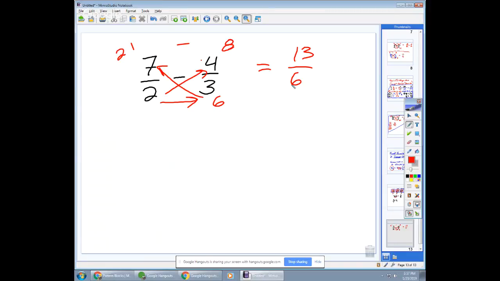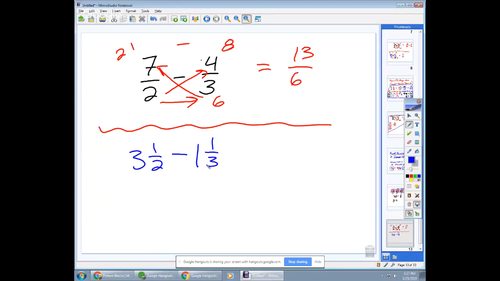Okay, let's try a similar but different problem. Let's take 3 1/2 and subtract from that 1 1/3. Now, often if you saw this in a book, it would be stacked. It would be written as 3 1/2 minus 1 1/3, which I think is cool, but that's okay. All right, so let's see. I have a half, I need to take away a third. Can't do that in my head. What's the problem? The denominators. Yeah, I need a common denominator.